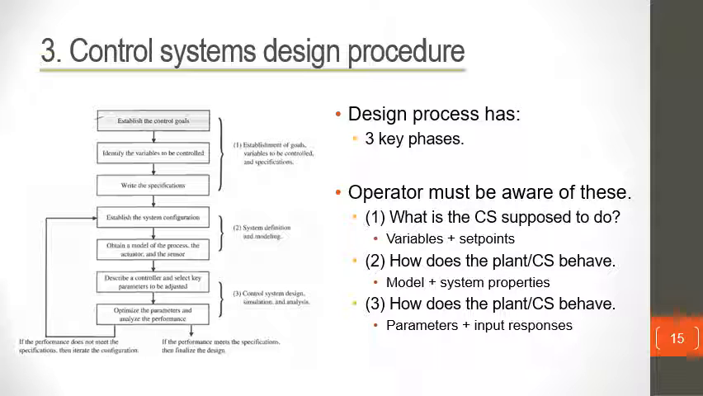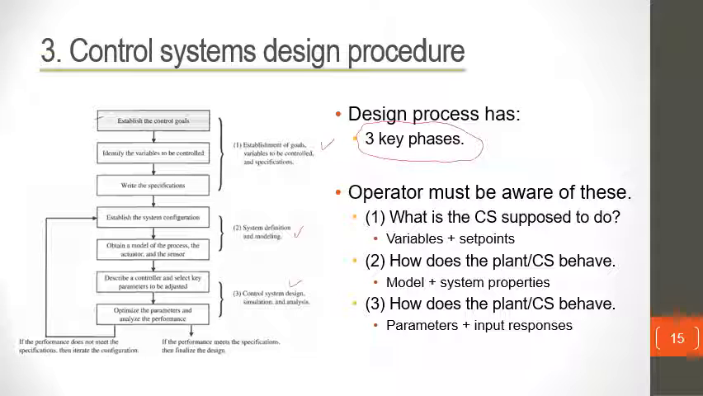From our analysis as future operators of control systems, we can see that this design process has three key phases. The first key phase is to establish goals, variables to be controlled, and the specifications. The second is the definition of the system and the model of the system. The third is to have a control system design and be able to simulate and analyze it. All of these key aspects we will want to consider in the rest of the course.